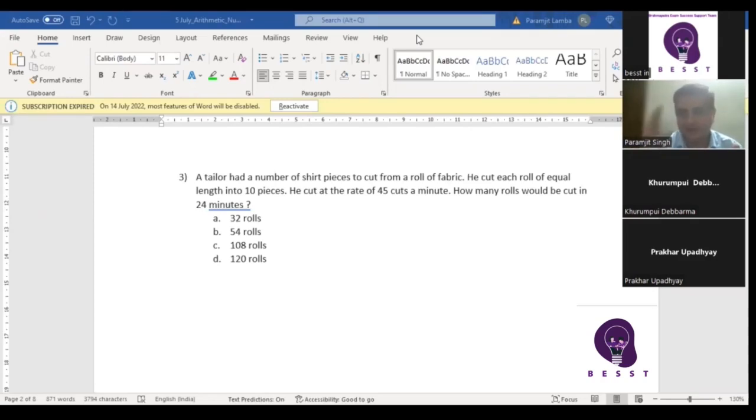Anyone? Just put it in the chat quickly. And we'll move forward with this because we have to move step by step. How many cuts do you need to make 10 pieces out of one roll? How many times do you have to cut? Sir, 1 by 10.